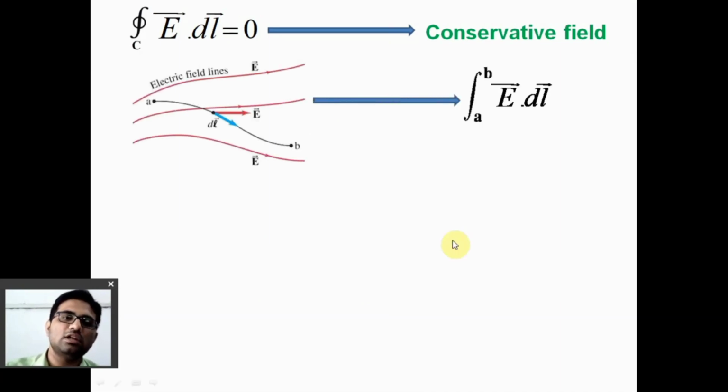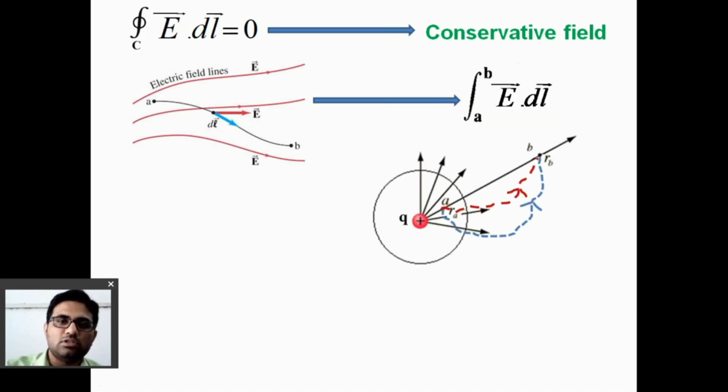So let's consider arbitrary electric field lines like this, and A is an arbitrary point. Suppose we are moving a unit charge from A to B along this path. What will be the value of this integration, integration A to B of E dot dl? That is what we want to find out today.